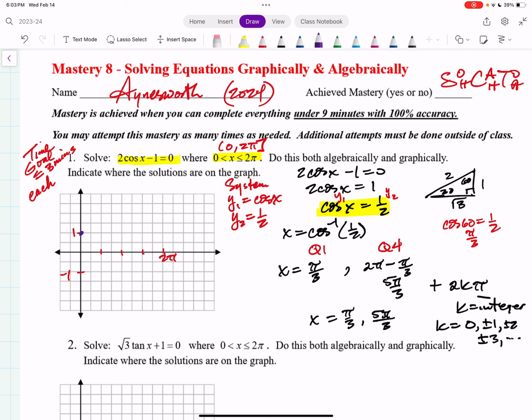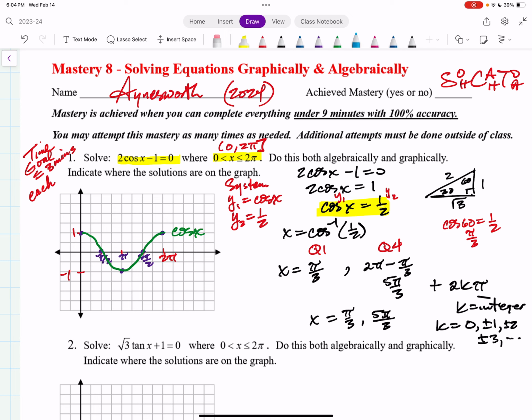Cosine of 0 is 1, so this is 0, obviously. This is pi halves, and this is 3 halves pi. And then cosine of pi halves is 0, cosine of pi is -1, cosine of 3 halves pi is 0, cosine of 2 pi is 1, and then you curve it. There you go, and there's your cosine function.